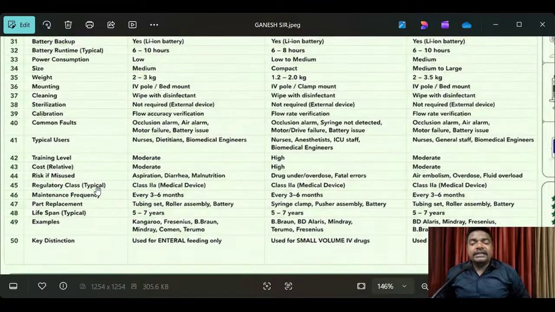And 45 points here, regulatory class typical. Okay, I'm going to take this comparison key point. I'm going to compare which type of regulatory class. That's why in earlier sessions I gave the classes of medical equipment: class 1, class 2, class 3. Listen carefully. See the regulatory class levels here. The feeding pump is a class 2A medical device. The syringe pump is a class 2A medical device. The infusion pump is a class 2A medical device. See, all of these, feeding pump, syringe pump, infusion pump, are class 2A medical equipment.